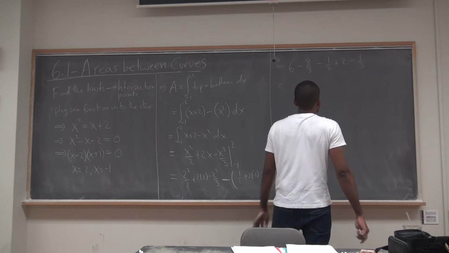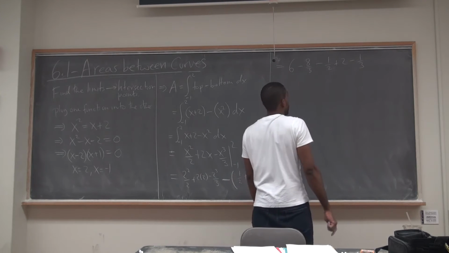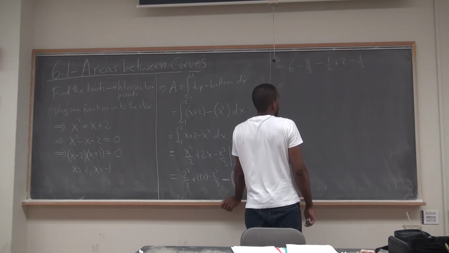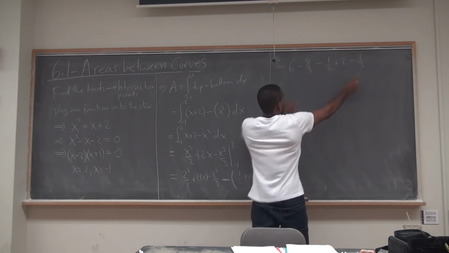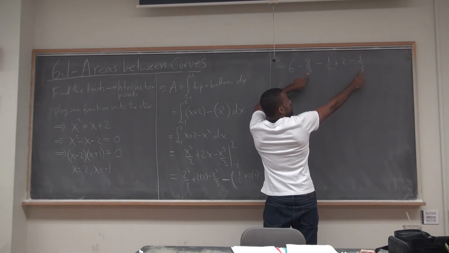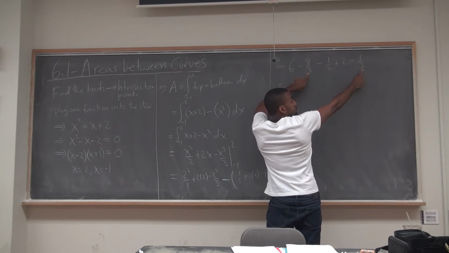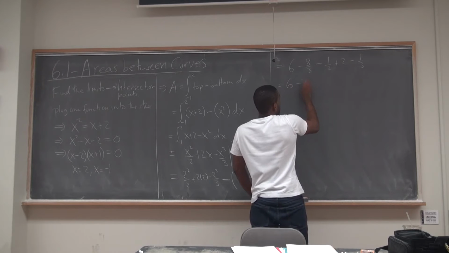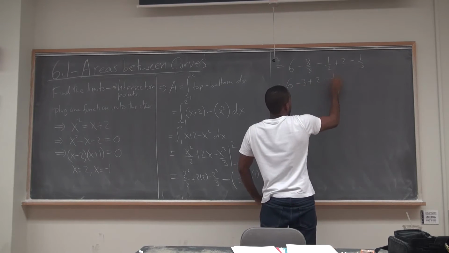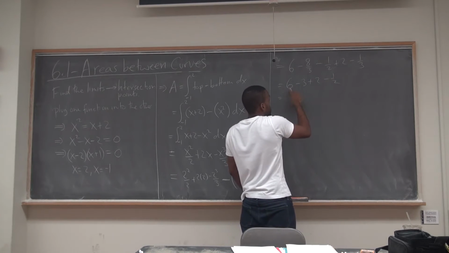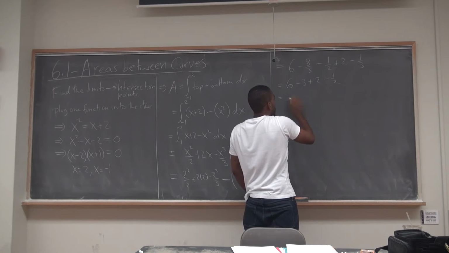What's that going to be? So this here, minus 8/3 and minus 1/3 is minus 9/3, which is just minus 3. So I have 6 minus 3 plus 2 minus a half. So 6 minus 3 is 3, plus 2 is 5, minus a half, which is 9 over 2.